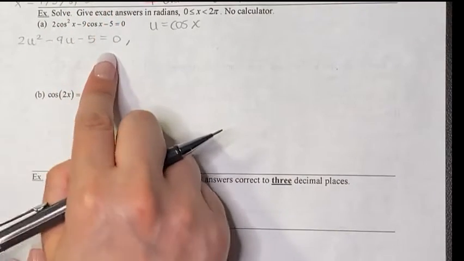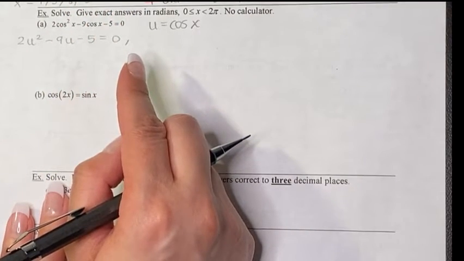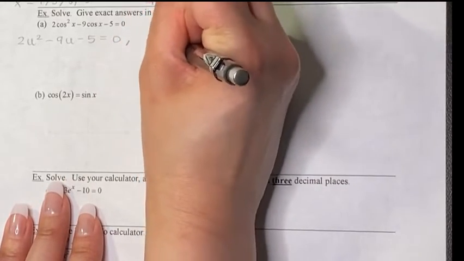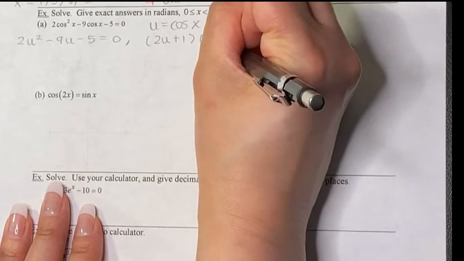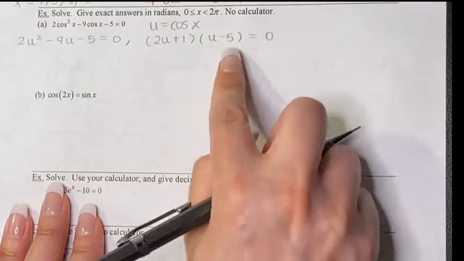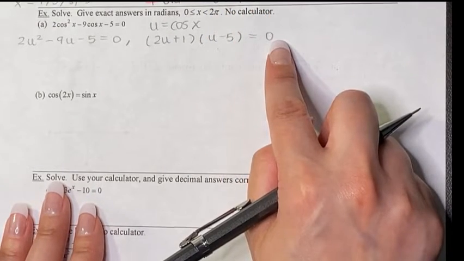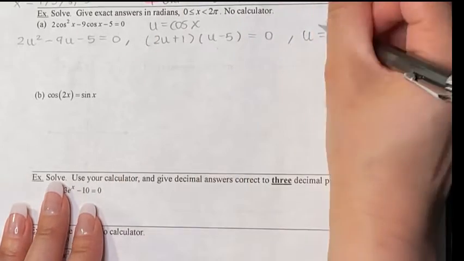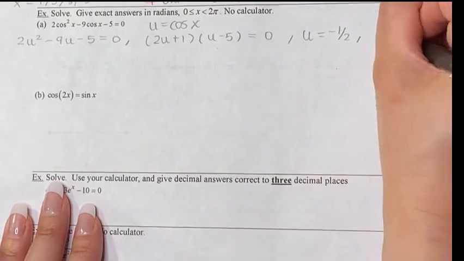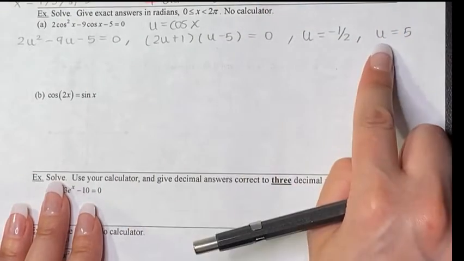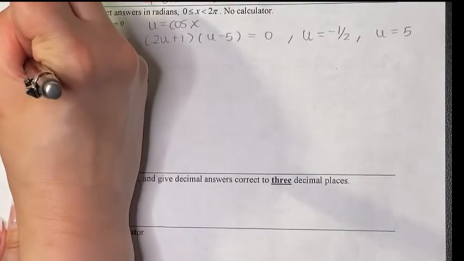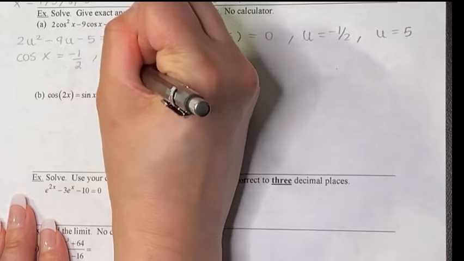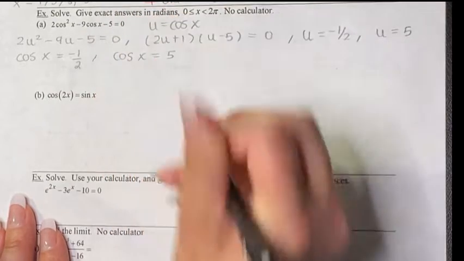So you have 2u squared minus 9u minus 5 is equal to 0. After that you can see that you can factor it, and the factors are going to be 2u plus 1 times u minus 5, and that's equal to 0. Having that, technically in this situation your u is going to be equal to negative 1/2, and the other u is going to be equal to 5. Then you go back to your u, which is cosine of x, having cosine of x equal to negative 1/2, and cosine of x equal to 5.